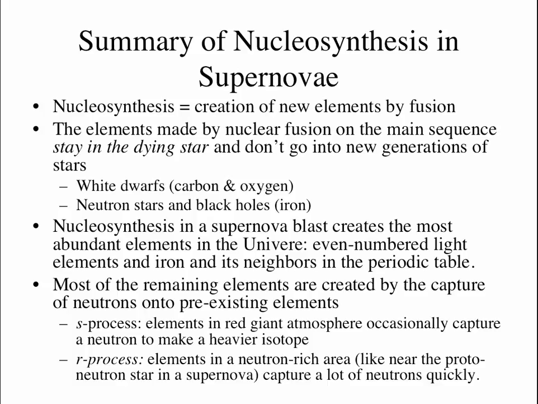in one of two places, either in a red giant, where you occasionally get a neutron from some rare process. This is what we call the slow process or the S process. The other place you can get neutrons is in a supernova right near that neutron star. Elements can capture a lot of neutrons very quickly and go up and become things like uranium and lead and other very heavy elements.